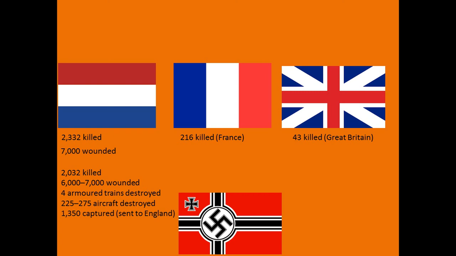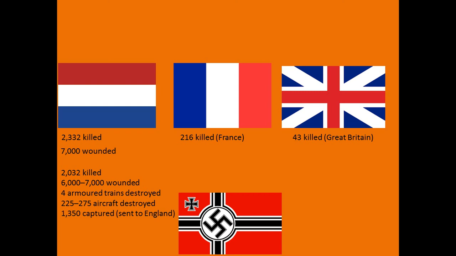Okay, so for the Dutch, in the total campaign: 2,332 killed, military, 7,000 wounded. And of course, plus 2,000 plus civilians killed in the whole campaign.